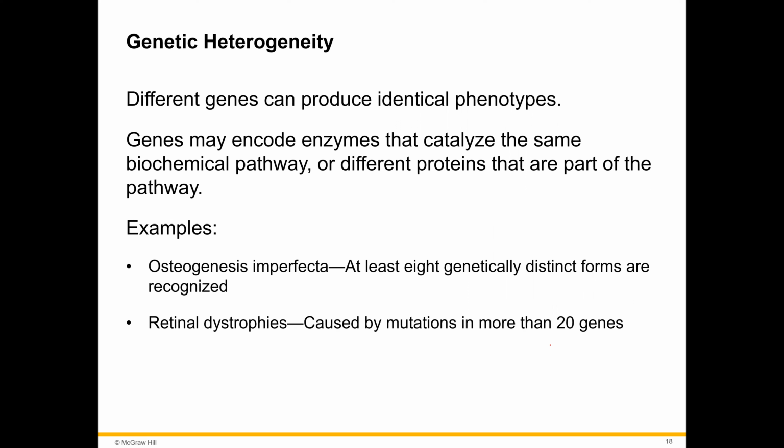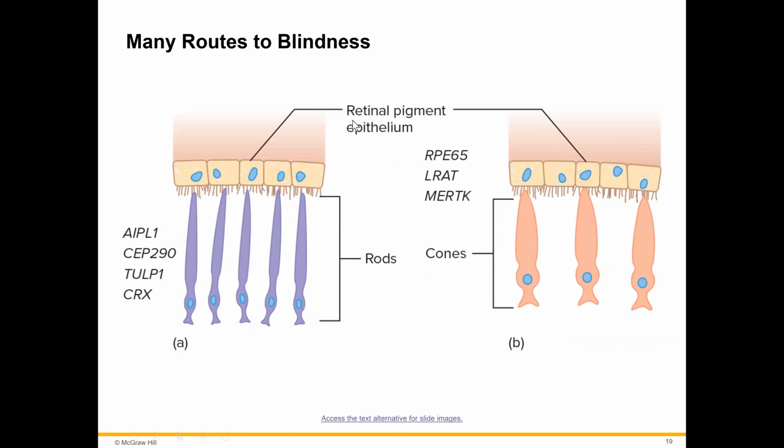So you have 20 genes that work together to make sure that you have normal vision. If one of these genes has a mutation, so let's say I have a mutation in gene 1, you have a mutation in gene 2, somebody has a mutation in gene 3, those people can be blind, but not because of the same mutation in the same gene, right? That's what genetic heterogeneity is. And that shows us the many routes to blindness.